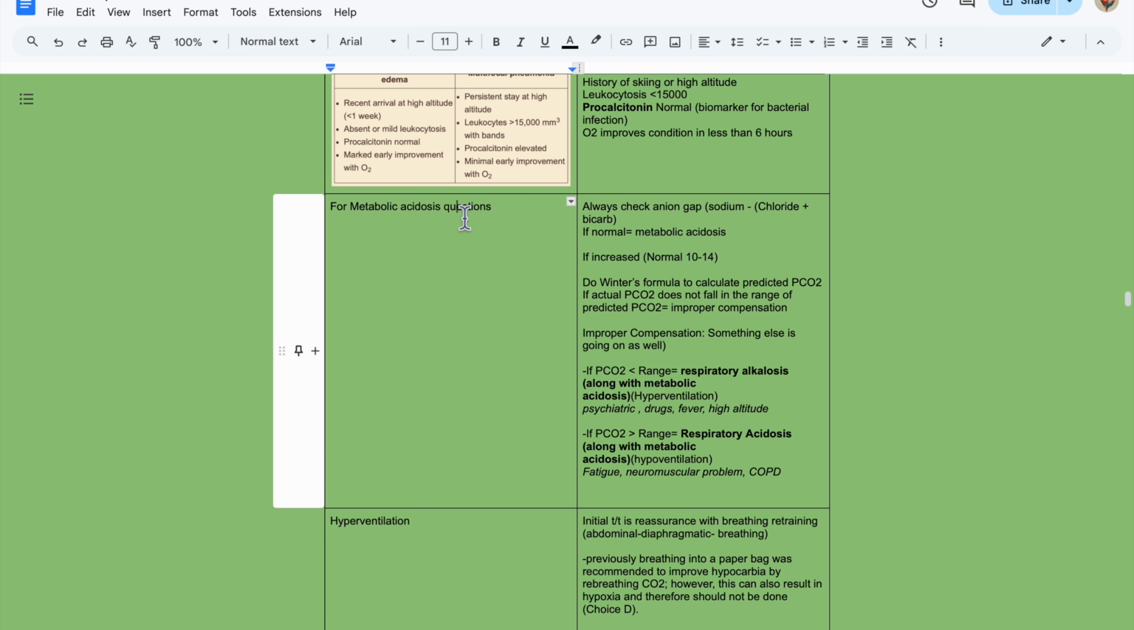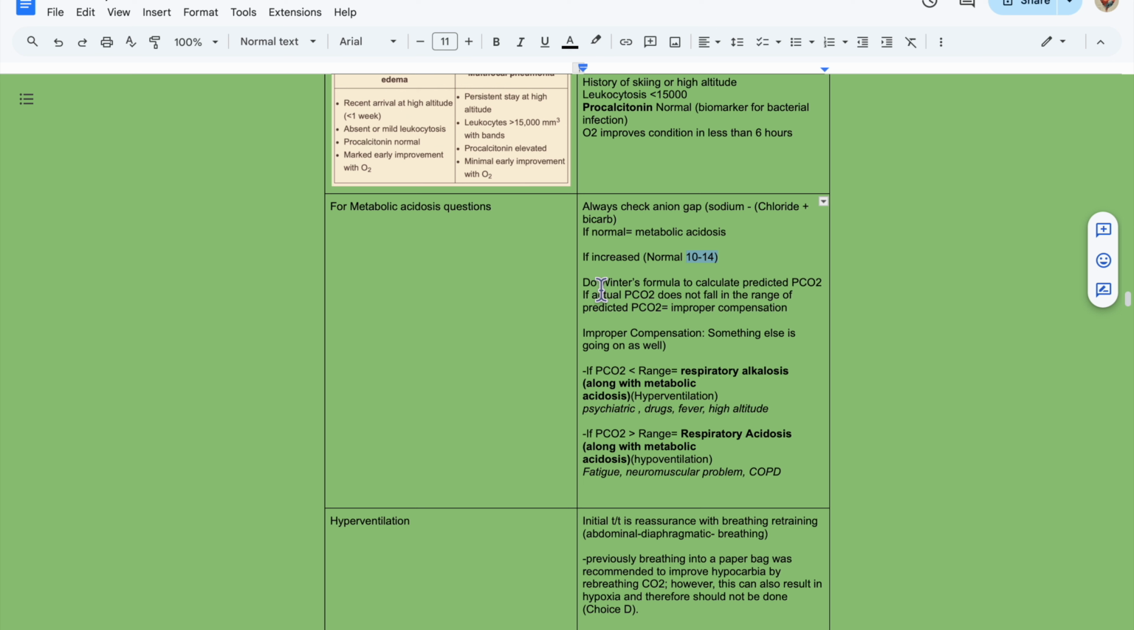So for metabolic acidosis questions, how do we approach them? Always check the anion gap first. That is the sodium level minus the sum of chloride plus bicarb. If you get a normal anion gap, then it's just metabolic acidosis. If you get an anion gap that is increased, normal is between 10 to 14. This is different than what you have seen in the Step 1 book, so remember this value now, 10 to 14.